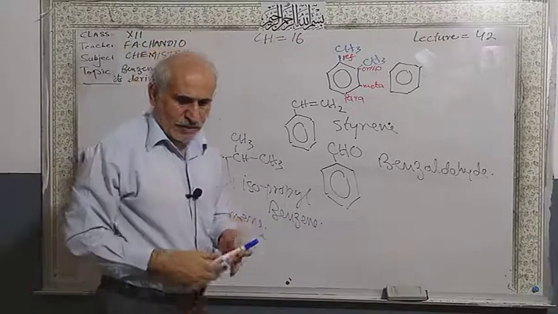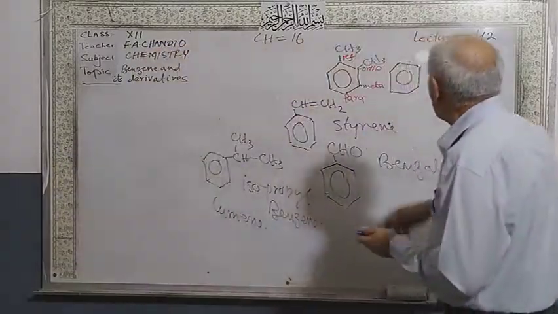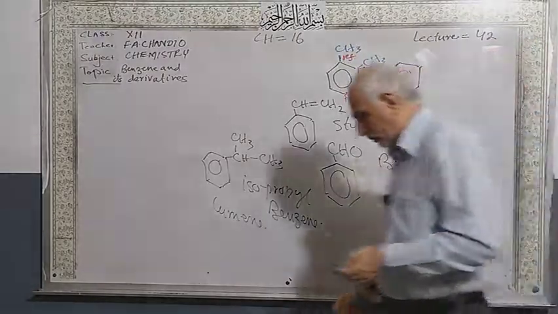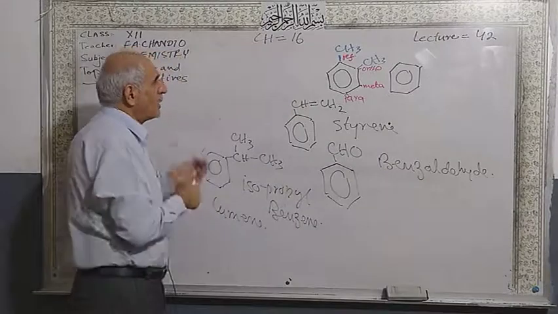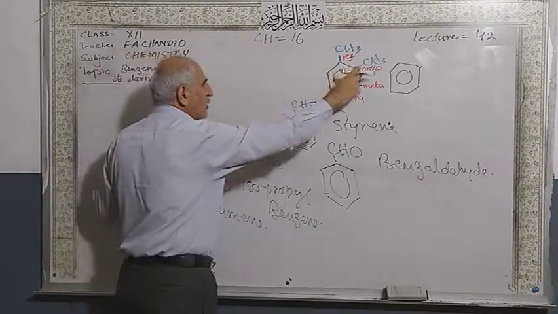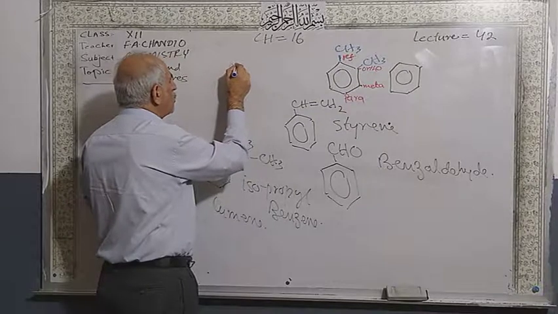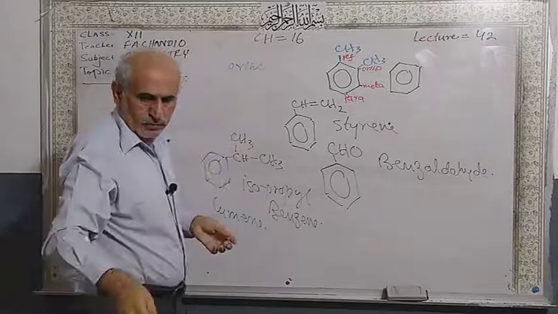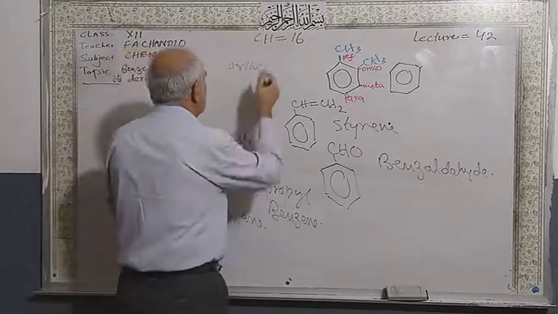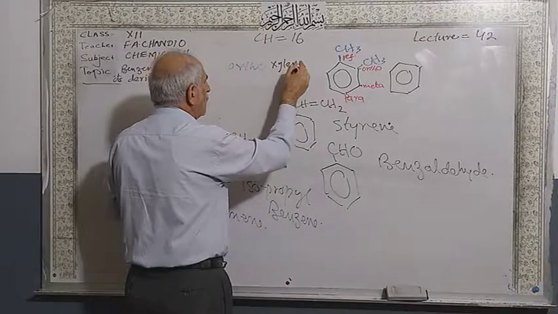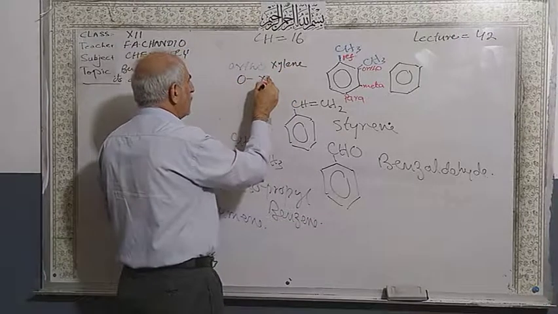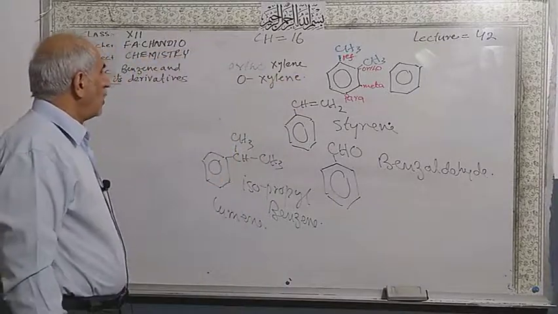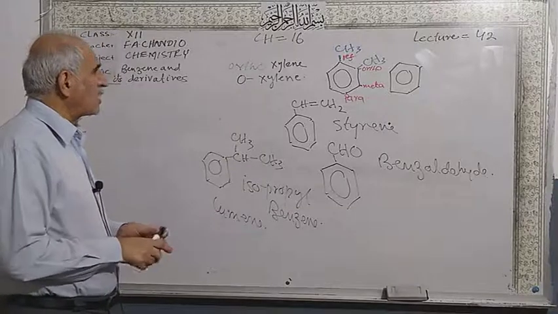So, dear students, if two same alkyl groups are attached to a benzene, we call it xylene. The position of the second group is ortho, so we call it orthoxylene, or only o-xylene. Orthoxylene or o-xylene we call this one.